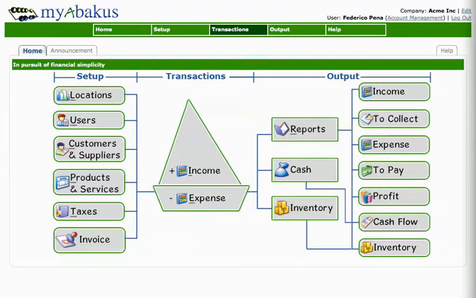Hi, I'm Federico, and with the help of Alex's macOS voice, I'm going to make you a quick demo of how to control your inventory with the help of my abacus. We are in the demo company we've been using for this video series.